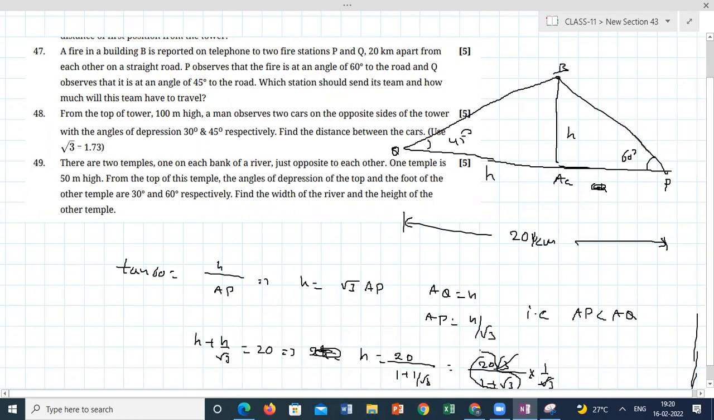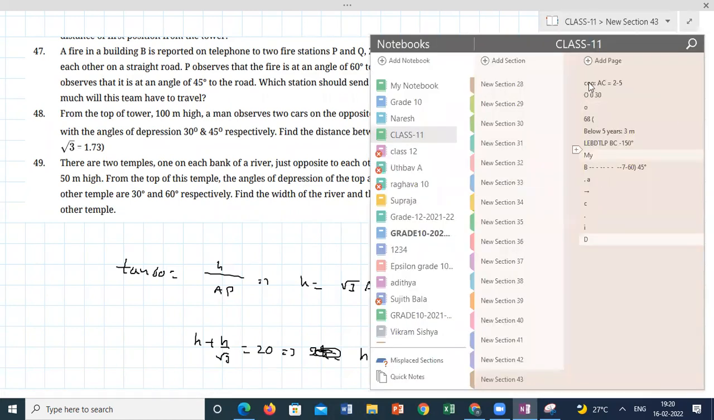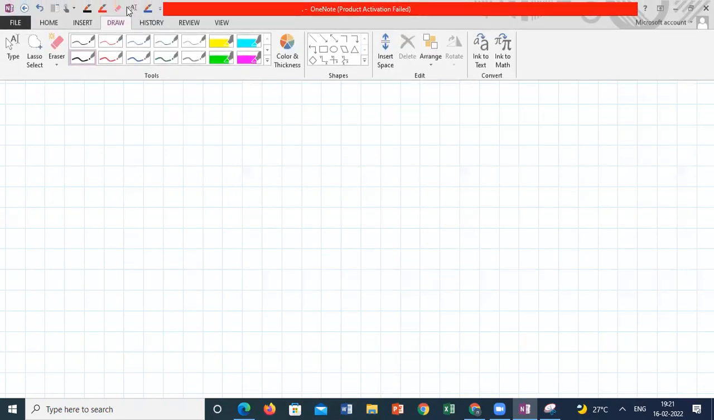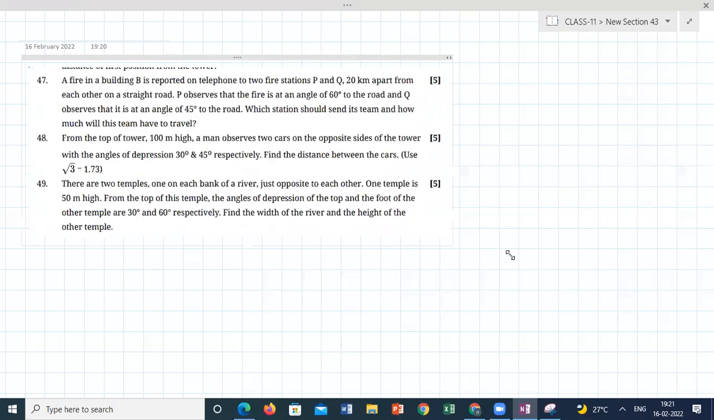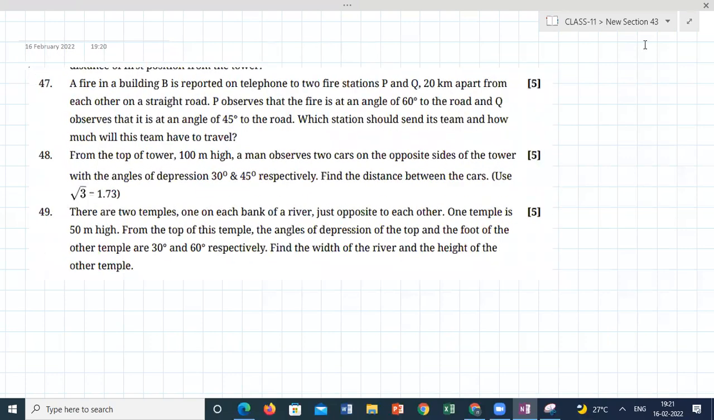That's it. Go for the 48th question. You should not take both the teams on the same side, because if both are on the same side, you are only deciding which one is nearer. There is no point. Definitely one is nearer to it. How can we say? To the 48th question.